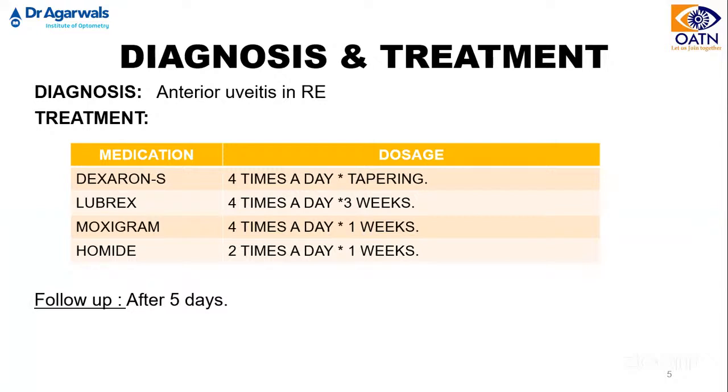Treatment included Dexonius 4 times a day by tapering, Lobrex 4 times a day for 3 weeks, Moxicram 4 times a day for 1 week, and a pomade 2 times a day for 1 week. Anterior uveitis was resolved after 5 days of follow-up.